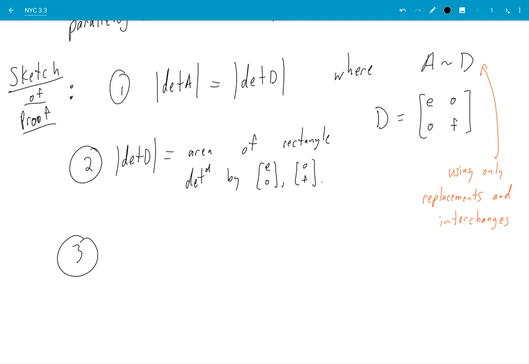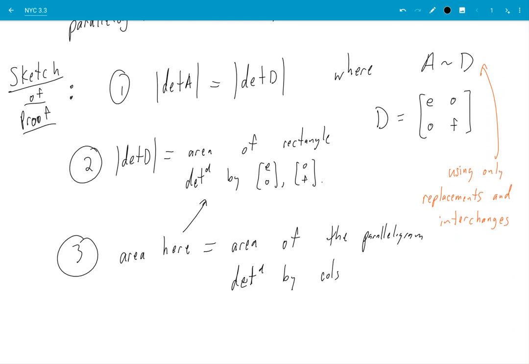And the last one is to say that the area, this area referred to here, is equal to the area of the parallelogram determined by columns of A. Okay, so this part 3 is the hardest one to see, I think.